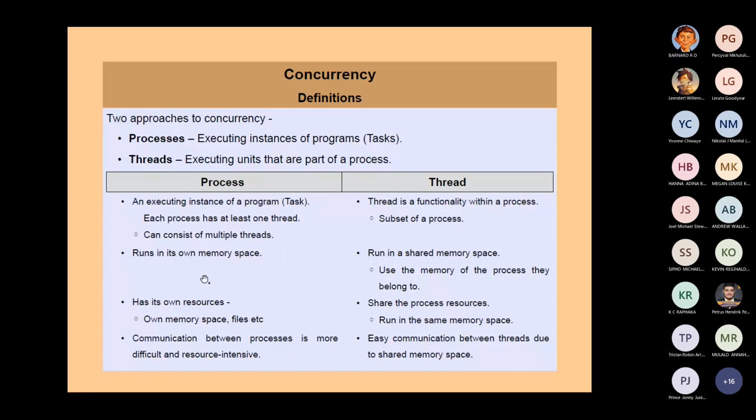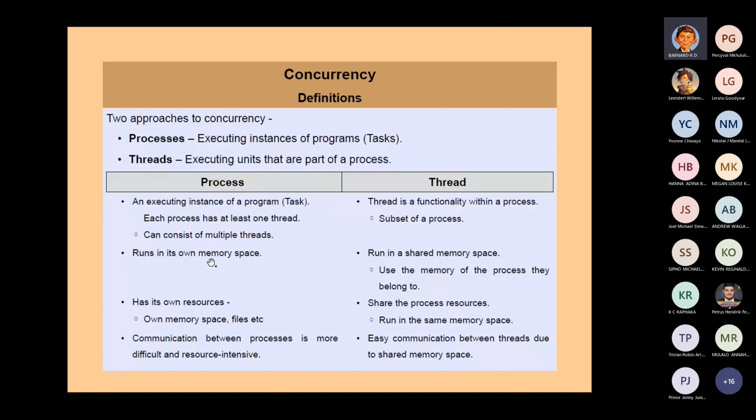Then looking at a bit of a comparison between the two of them, right? A process, as I just said, is an executing instance of a program or a task. And each process has at least one thread, and a process can consist of multiple threads.